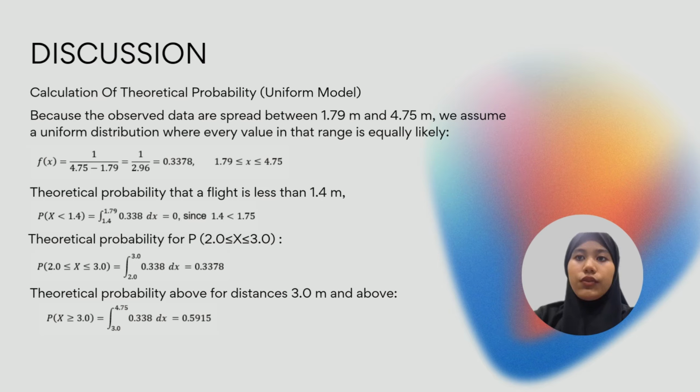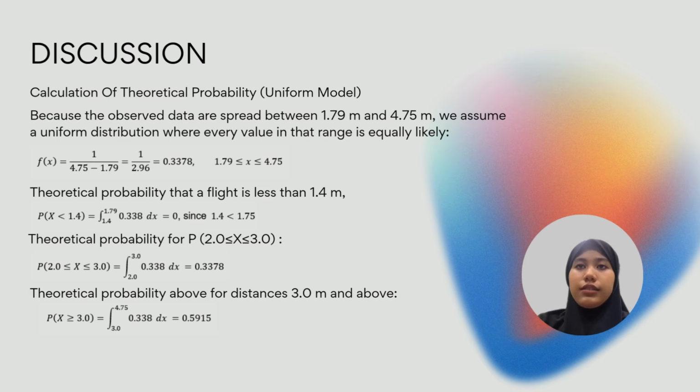When I compared this with the experimental results, there were some clear differences. For the range 2 meters to 3 meters, the experimental probability was 0.48, which is higher than the theoretical value of 0.34. This means that, in my actual data, more flights landed in this middle range than what the uniform model expected. So the result was more concentrated around this area.